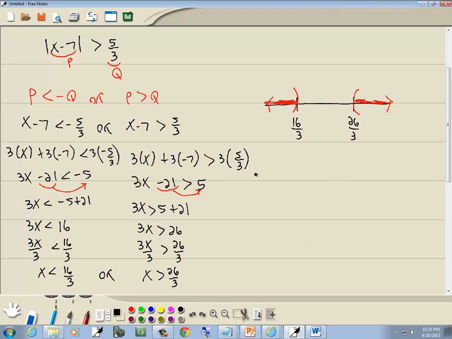So our answer, this goes from negative infinity to 16/3. This one goes from 26/3 to positive infinity. Now infinities always have parentheses on them. Here we have parentheses on 16/3, so parentheses on 16/3. Here's a parentheses on 26/3, so parentheses on 26/3, and we have a union symbol in between them. And that's our answer.